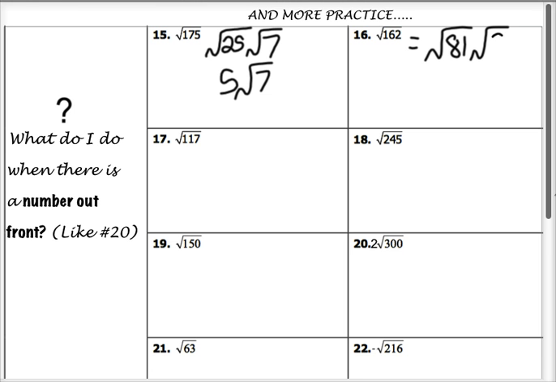It's 81 times 2. So again, the strategy when you're dealing with these bigger ones, when it gets more difficult to see, I would just start running through that list. Take 162, start dividing it by each of these perfect squares. See which ones, when you divide it, will give you a whole number. Because now you can say this is 9 square roots of 2.